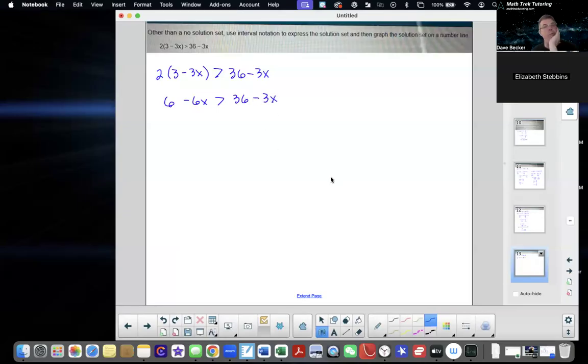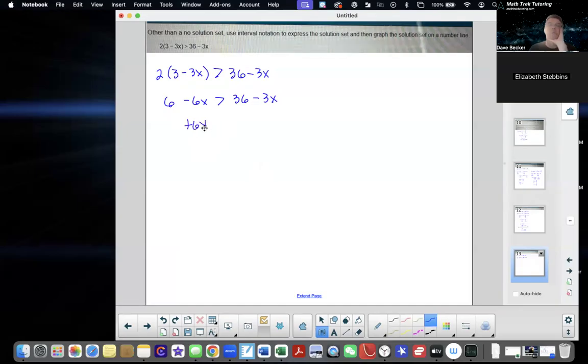Okay. So, once you get here, let me know. I'm there. Okay, so we have a choice here. My choice when I'm solving equations is I always like the x term to be positive.